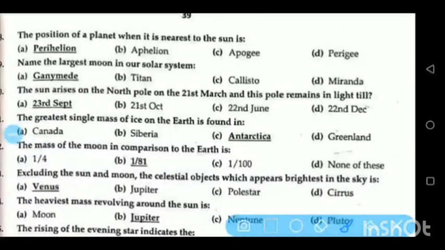The position of a planet when it is nearest to the Sun is perihelion. Name the largest moon in our solar system. Ganymede. The Sun arises on the North Pole on the 21st March and this pole remains in light till 23rd September. The greatest single mass of ice on Earth is found in Antarctica. The mass of the Moon in comparison to the Earth is 1 by 81.